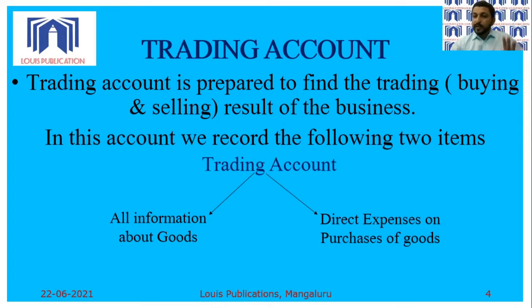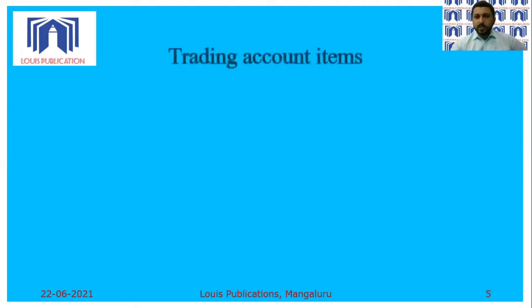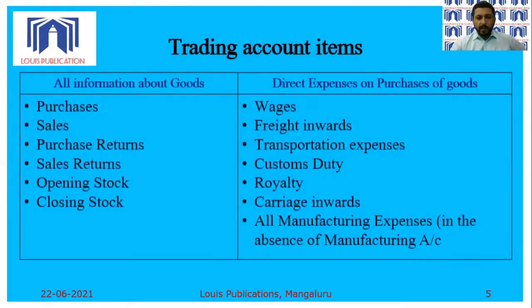So let's be very clear: in the trading account, we focus on these two headings, information about goods and direct expenses on purchases of goods. Let's understand the list of items under both categories. All information about goods: we have purchases, sales, purchase returns, sales returns, opening stock and closing stock. Whereas direct expenses on purchase of goods will include wages and freight inwards. Freight means transportation. When we are purchasing, goods are coming in, so transportation is coming in. That's a direct expense on purchases. Then if in the problem transportation expenses are given, that is also considered a trading account item.